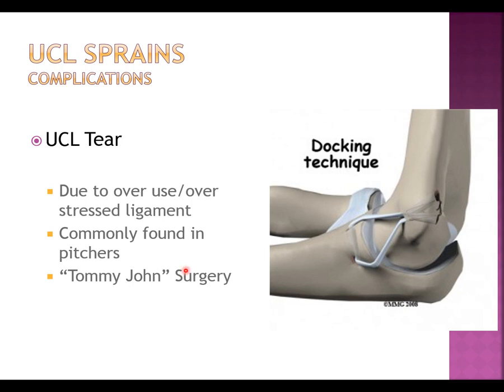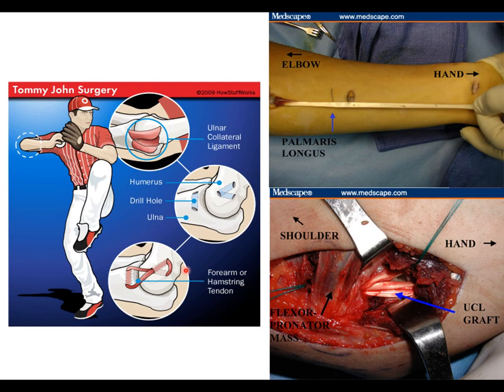If it is more of a grade 1 sprain versus a complete rupture, then you'll just do your conservative treatment where you'll actually let it heal. But if it's completely ruptured and you want to continue that level of activity, you generally have to have surgery. And this is Tommy John surgery, and it's actually a pretty cool surgery.